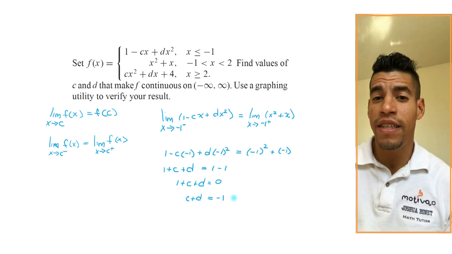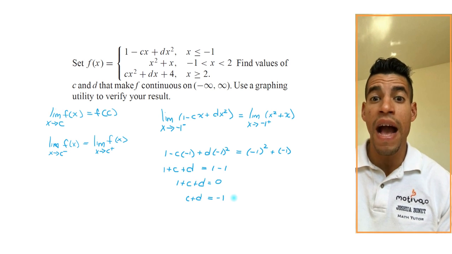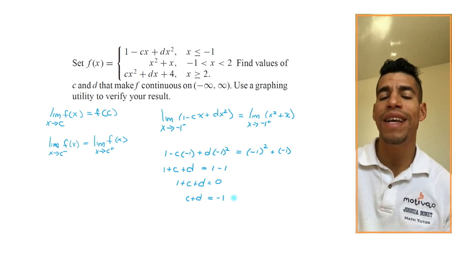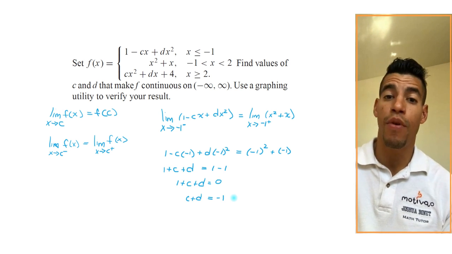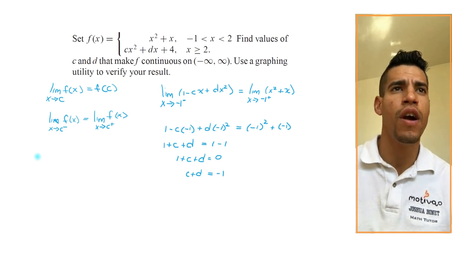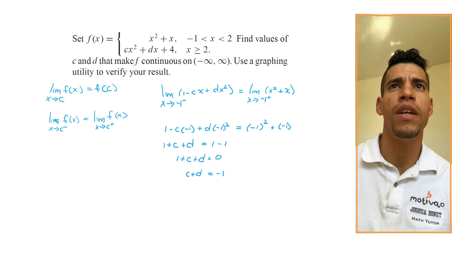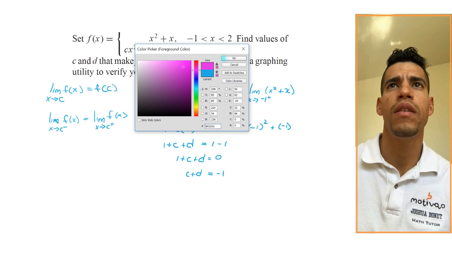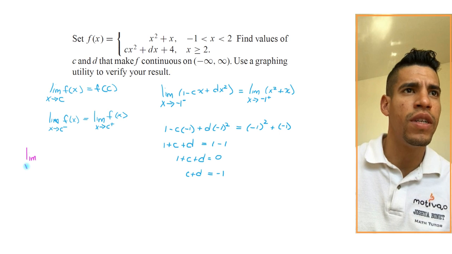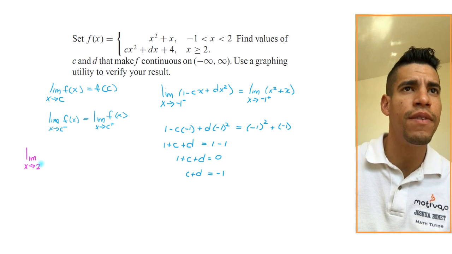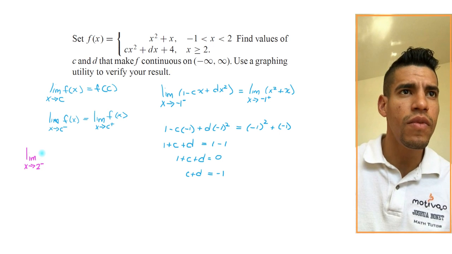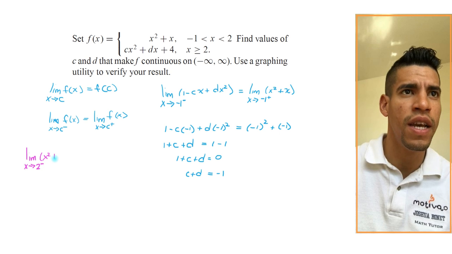Notice that there's still no way to find what c and d are. So in order to find c and d now, we need to use the second fact, that we need to find continuity at the point 2. So we do exactly the same that we just did. Let's scroll a little lower. There you go. Let me change my colors. So the limit when x approaches 2 from the left. If I approach 2 from the left, I'm approaching x squared plus x.